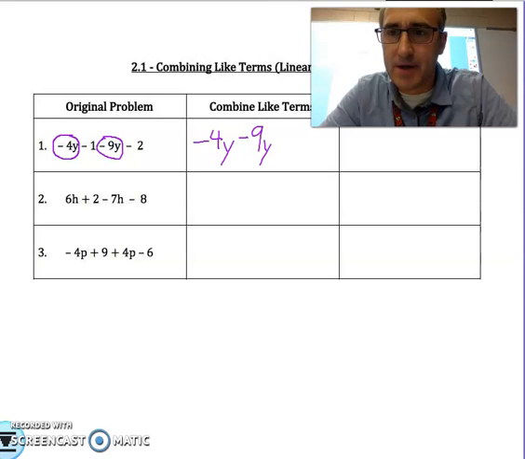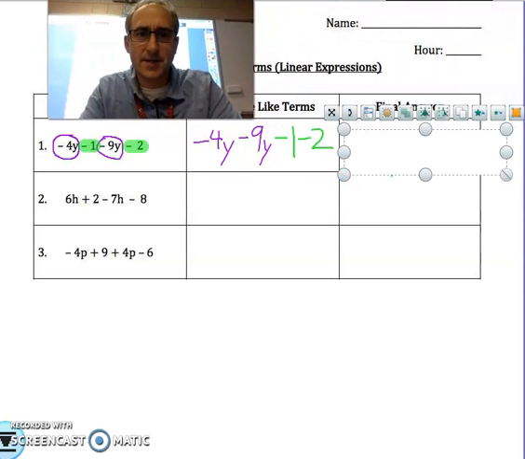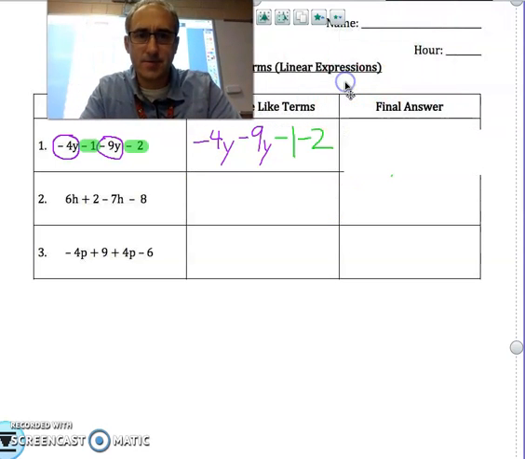That I'm going to use my highlighter. There's no right or wrong way to do this. I'm just using what I think will stand out for us. Negative 1 and negative 2. So I'm going to rewrite those over here in green. So the next step is to come up with our final answer.